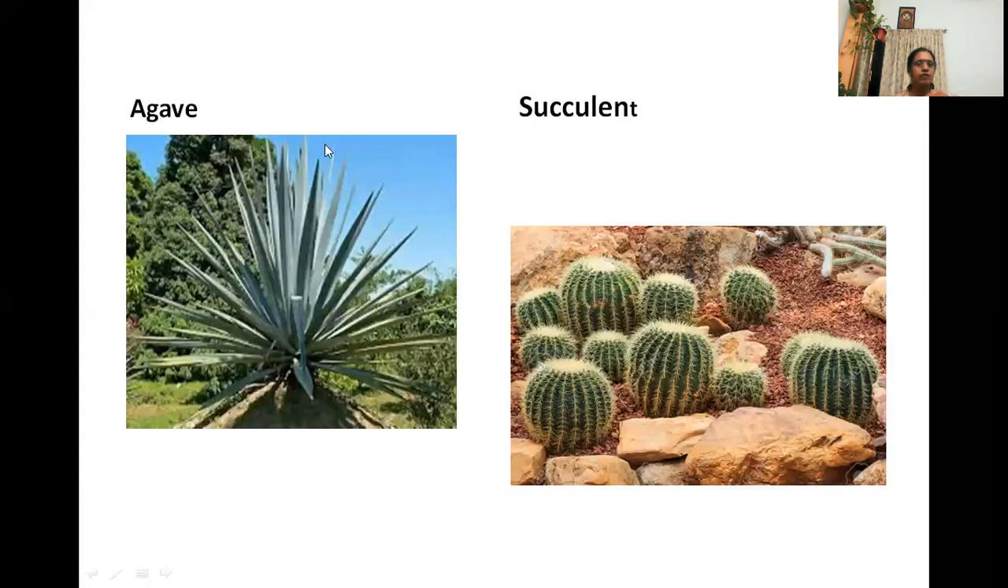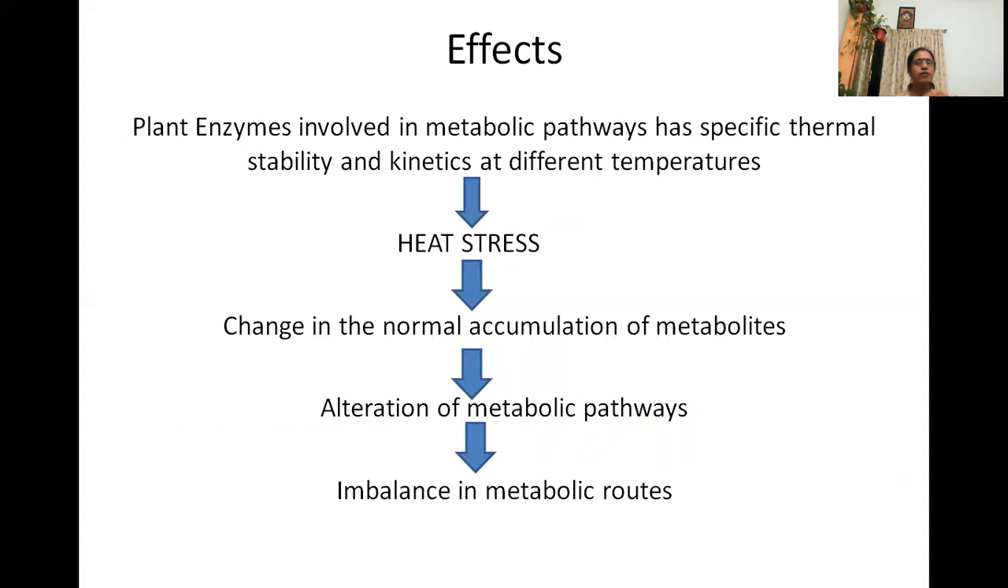You can see this is agave, and this is a type of succulent plant, and they can be grown in very low water content and high temperature environments. And then just common effects. Let me tell you about the common effects that occur at the cellular level, or you can say molecular level. It's a common thing that I'm going to explain in this slide.